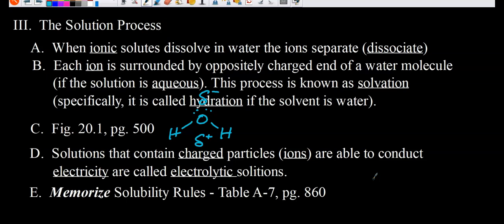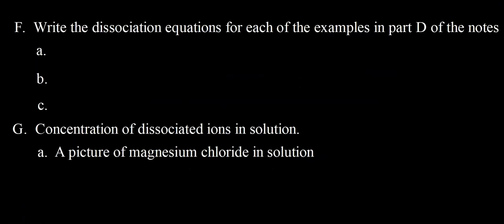Not all substances, when you put them in water, will dissolve. If a substance does not dissolve, it most certainly will not dissociate. So how do you know if something will dissolve? If an ionic substance will dissolve, say in water, solubility rules. So back to the solubility rules. So let's do this little review of dissociation equations. Let's write the balanced dissociation equation for each of the examples in D.